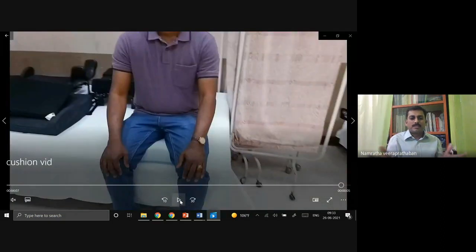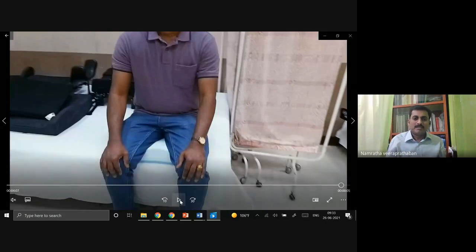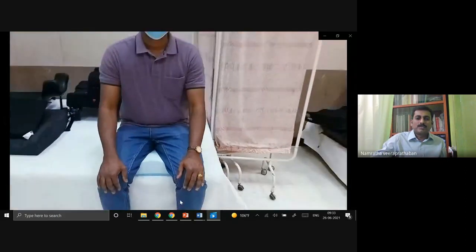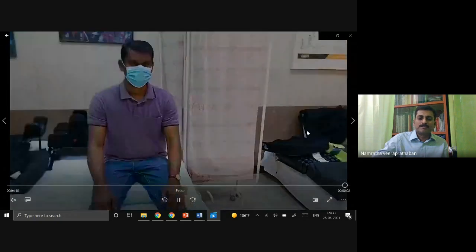You can see how it is slightly abducted, slightly separated. Okay, all this is happening when you have a proper cushion.